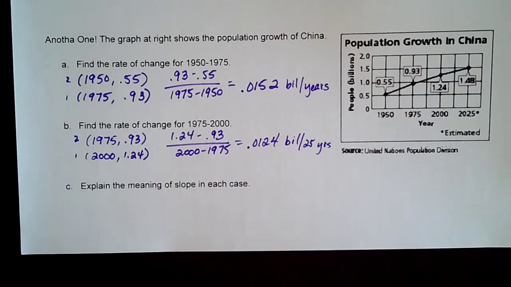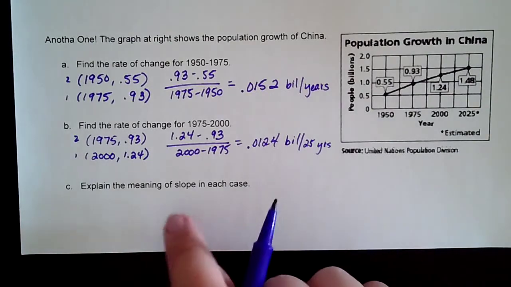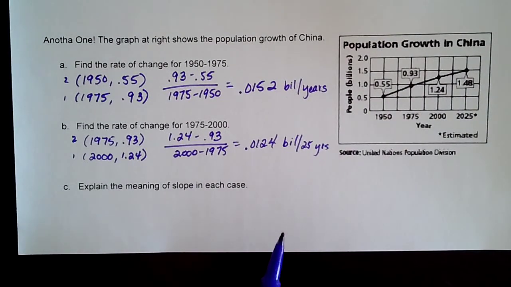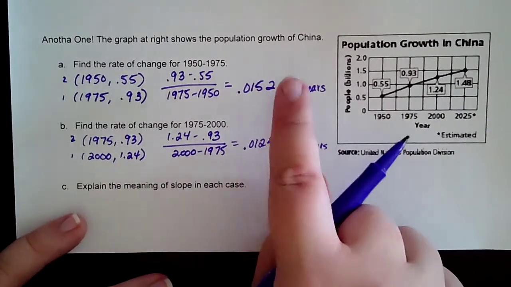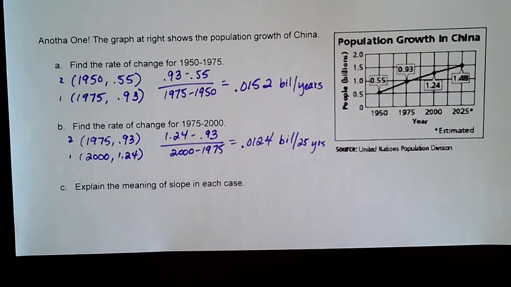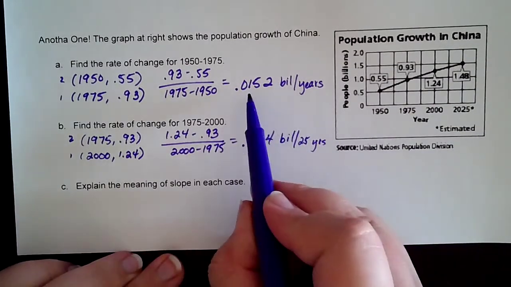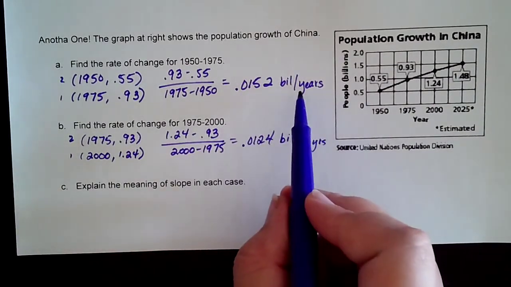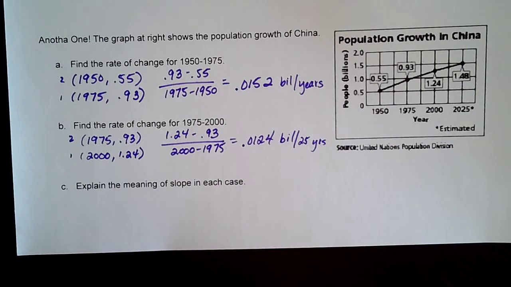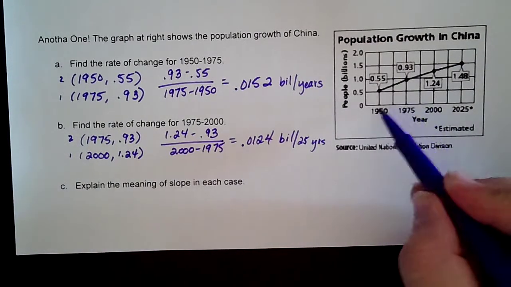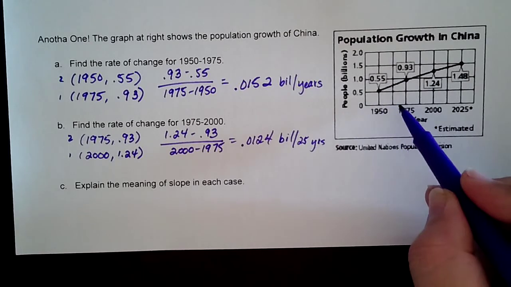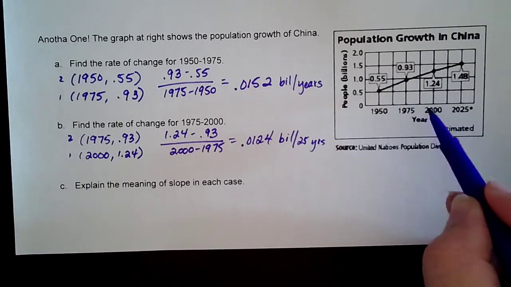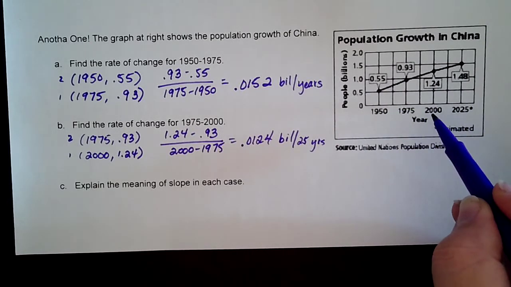I did that a little bit for both of them, but let's just take C to kind of compare and contrast. Which one of these had the greater rate of change, meaning which one had a larger slope? Just looking at the numbers, it would look like we had a greater rate of change from 1950 to 1975, meaning in those years, the population was growing faster than it was between 1975 and 2000.